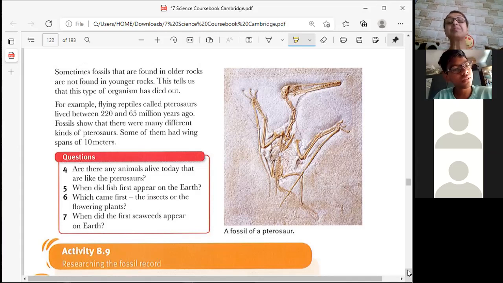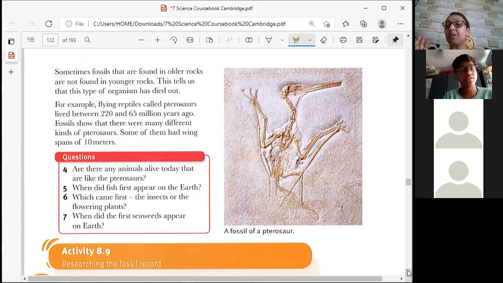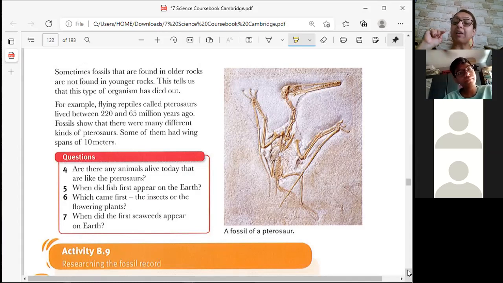Because they died, they became extinct. Then that living organism was not found anymore. For example, if we talk about dinosaurs, the older fossil records will show them, but in the younger rocks, do you think they will show the fossils of a dinosaur? No, ma'am. Because it has become extinct.